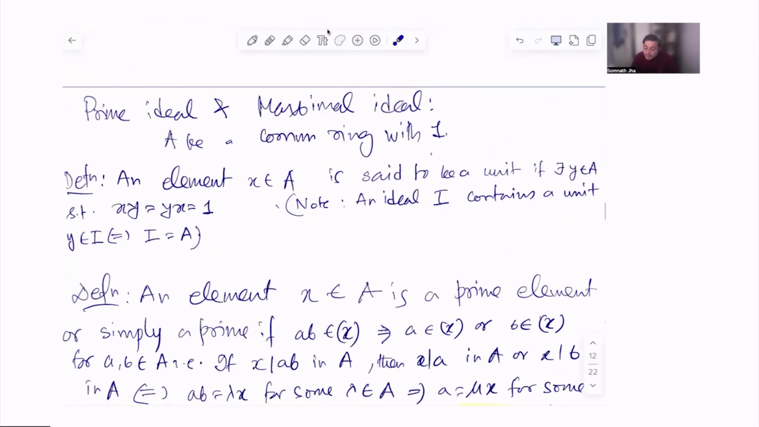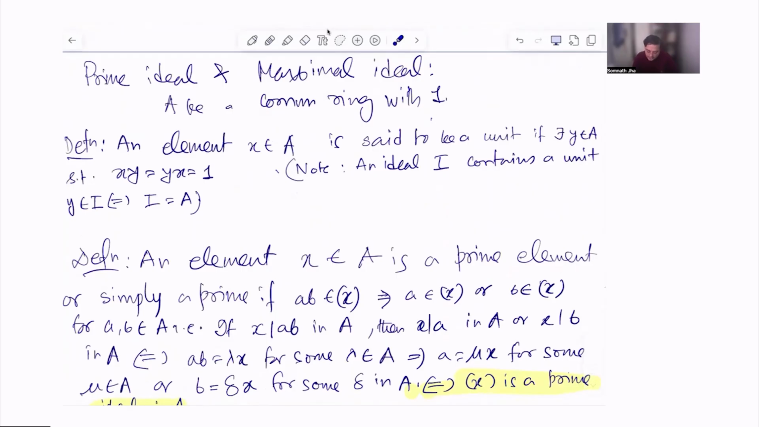Last time we discussed prime ideal and maximal ideal. So, let me do a quick review. A is a commutative ring with identity. Then we had a bunch of definitions. An element x is said to be a unit if it has a multiplicative inverse, so if there exists y such that x times y equals 1.